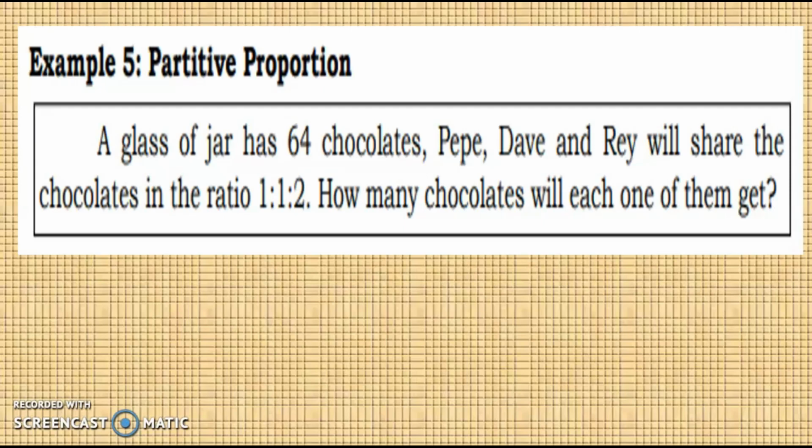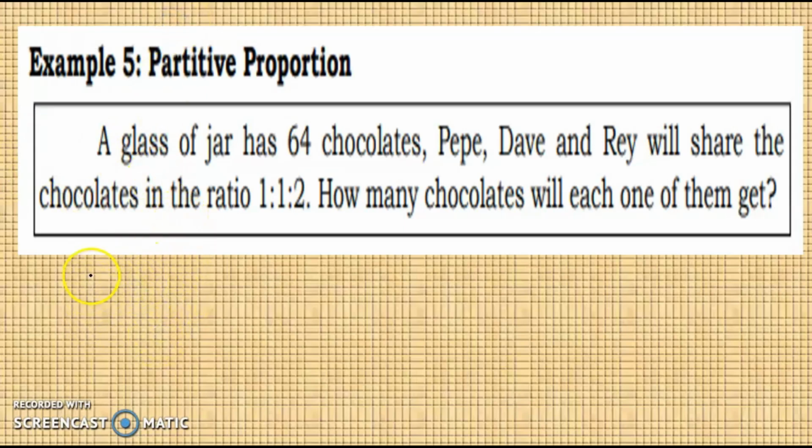Hindi ko alam bakit mas lamang si Ray sa chocolates. No? Siguro mas matakaw si Ray, kaya gusto niya 2 sa kanya, habang si Pepe at si Dave ay tig-isa lang. Sa kanya, 2.